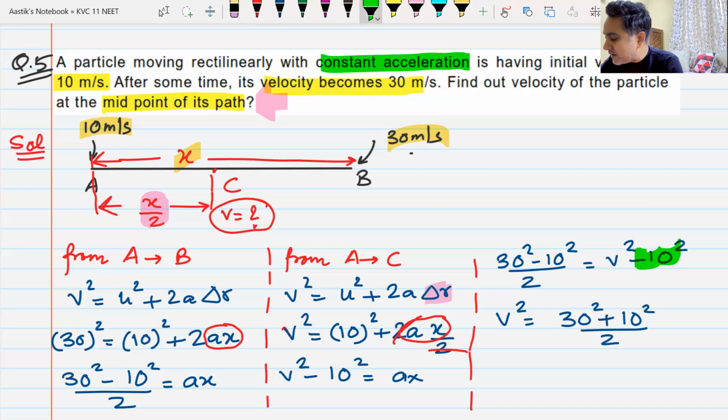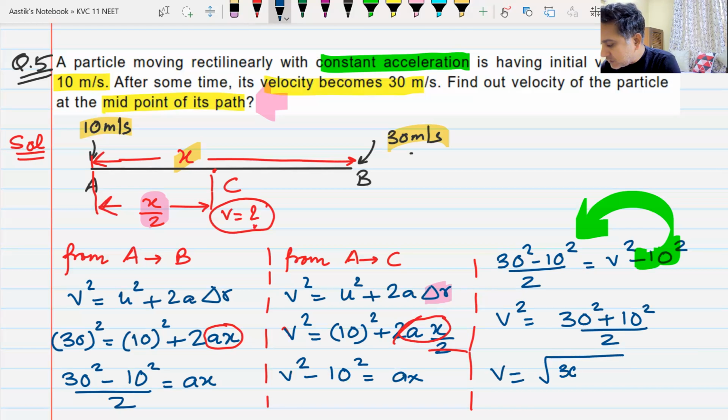To solve this, you will get v square as 10 square plus 30 square divided by 2. This 10 square goes on this side, plus becomes plus 10 square, and you take the LCM and you get this. So my v, my dear friend, becomes under root of 30 square plus 10 square by 2. That is 900 plus 100, 1000 by 2, 500, root over 500, and root over 500 is 10 times root over 5. Do we understand this?